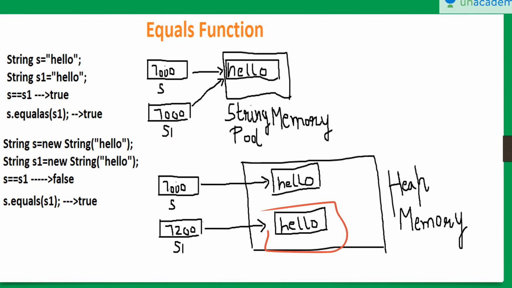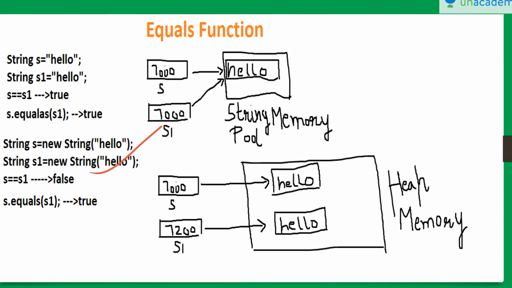As we have seen in the string memory pool, it first checks whether this literal is present or not. If it is present, then a new reference will start pointing to it. But this is not the case with heap. If it is a new literal, it doesn't check whether a literal is already present or not, it will always create a new object. Okay, that is why it is creating a new object of hello. So the addresses are now different. Now the addresses of s and s1 are different, so that is why it will return us false, because equality operators compare the addresses. So now we can see here the addresses are different, so that is why it is returning us false.